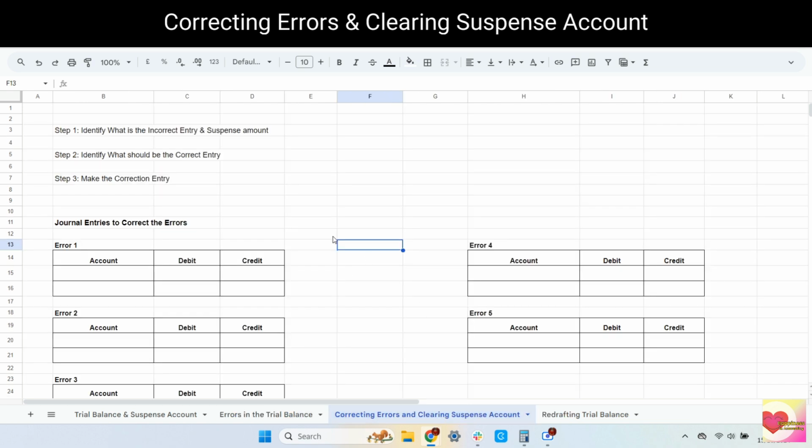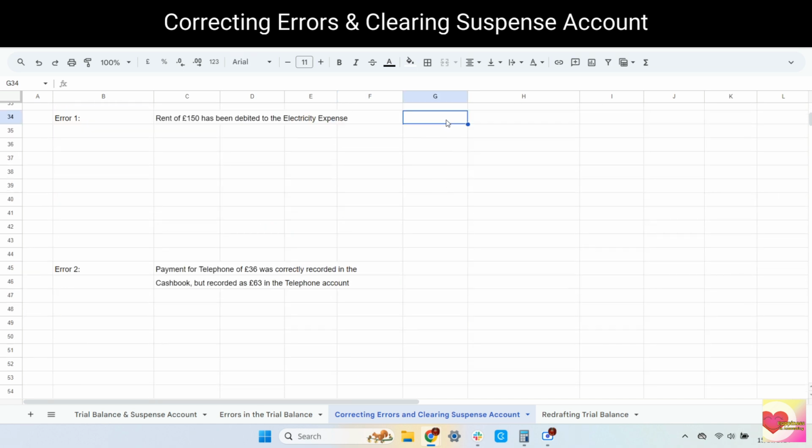In correcting errors, we have to follow 3 steps. Step 1. Identify what is the incorrect entry and the suspense amount. Step 2. Identify what should be the correct entry. And step 3, make the correction entry. So step 1 is incorrect entry. Step 2 is correct entry. And step 3 is correction entry.